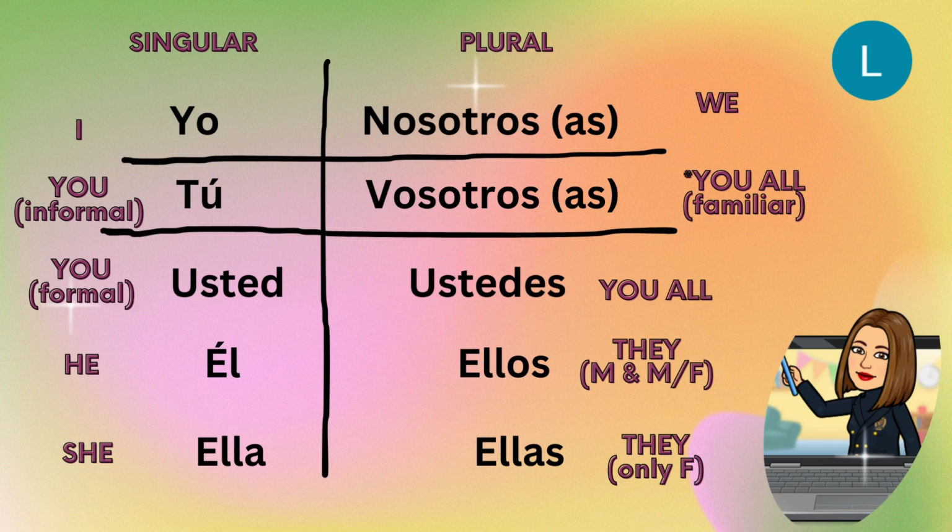Third person, usted. Usted. That means you, but this one is formal. You will use this one to address someone who you are not familiar with. A stranger, someone you just met, or someone of an authority figure or an elderly.